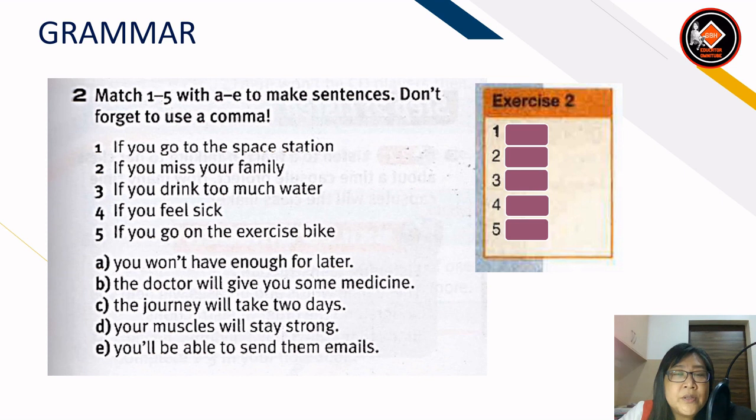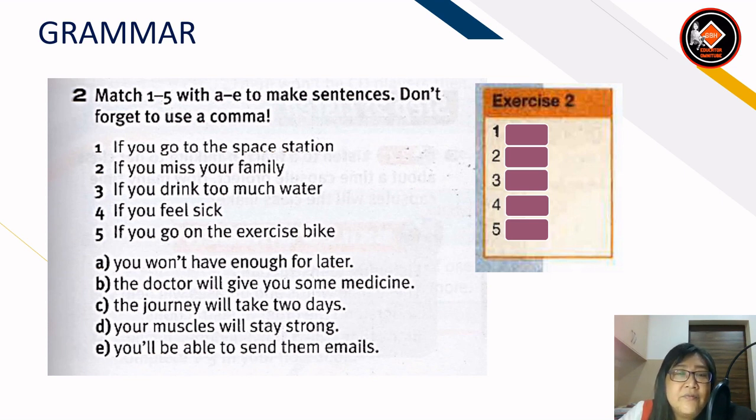So now match sentences 1 to 5 with other sentences from A to E to make full sentences. Don't forget to use a comma. So number one, if you go to the space station, you won't have enough for later. Is it correct? So be careful, you have to match.